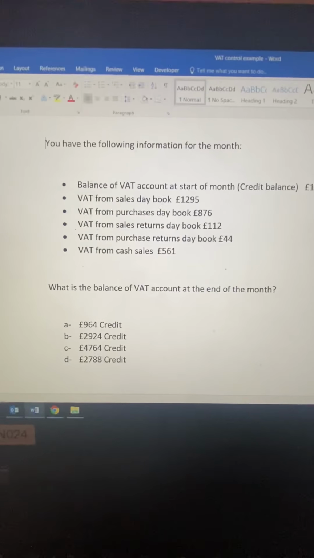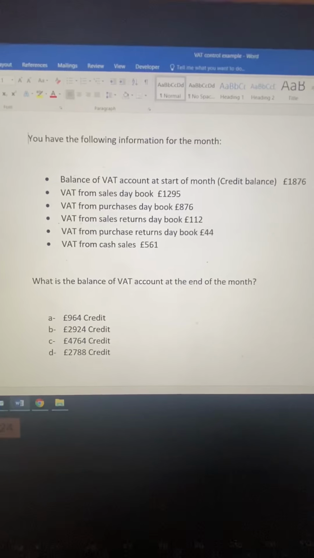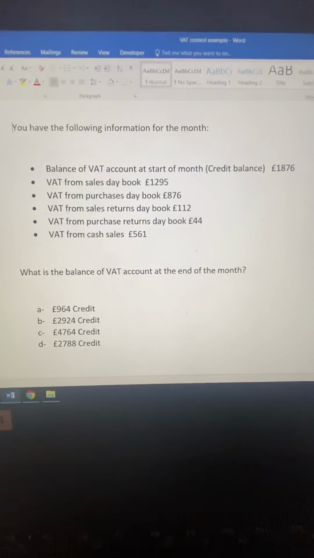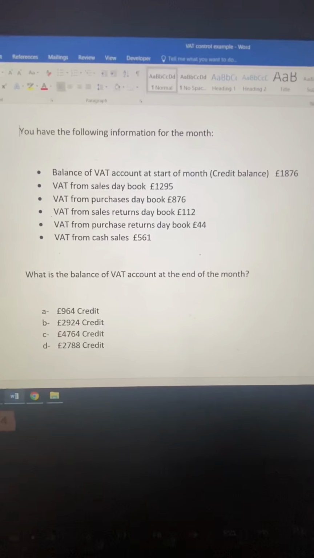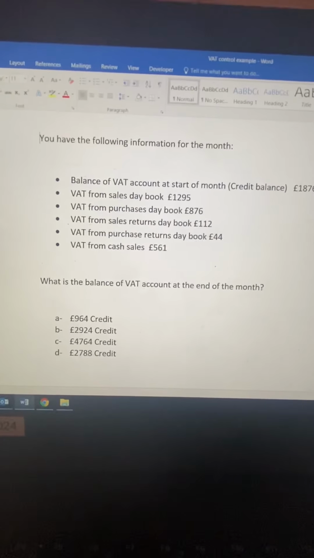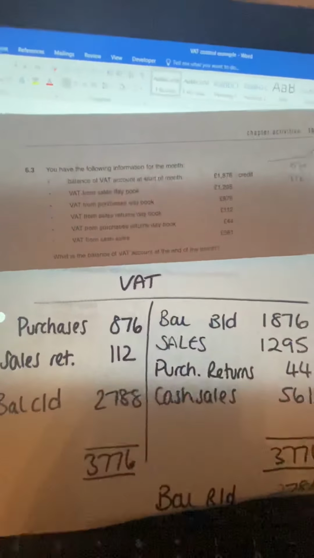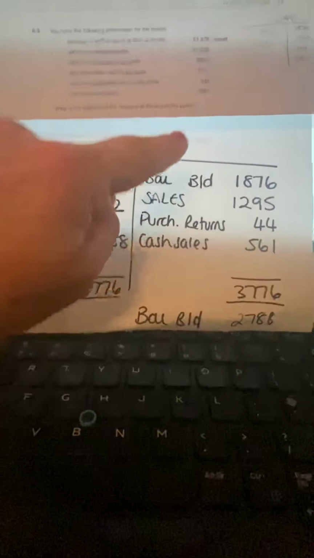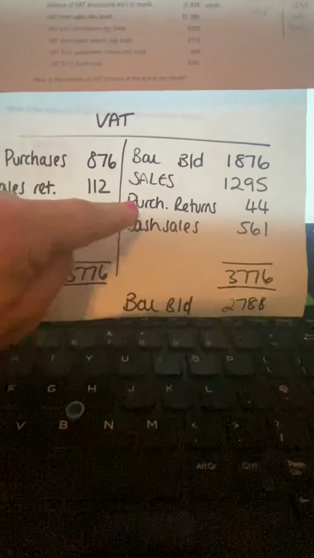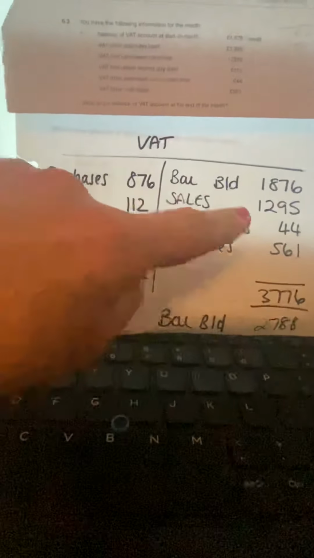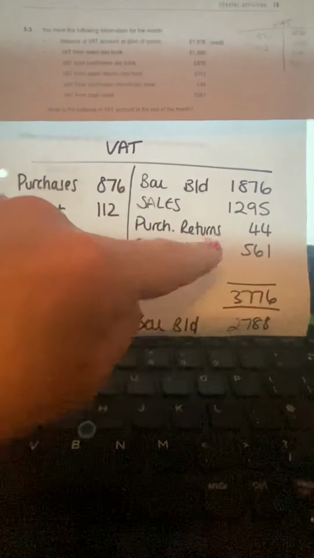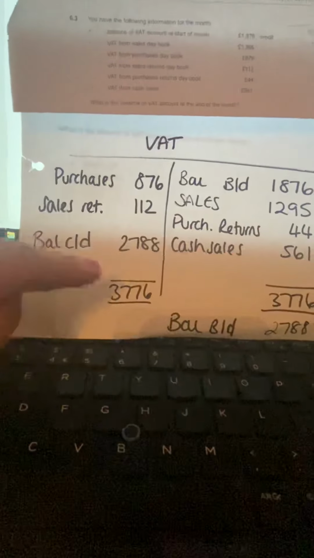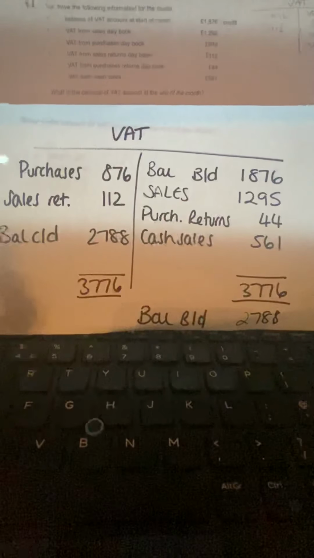Now that, to be honest, is revision from your last unit. So if you were struggling with any of those, I know I've given you a quick whistle-stop tour of them, but to be honest with you, that should be existing information, which should allow you to have created a T account that looks something like this one. Okay, so balance brought down, sales, purchase returns, cash sales all on the credit side. Don't forget, credit side is liability, owing VAT. Debit side, purchases, sales returns, and then when I've balanced it off, that's where my balance carried down would be.